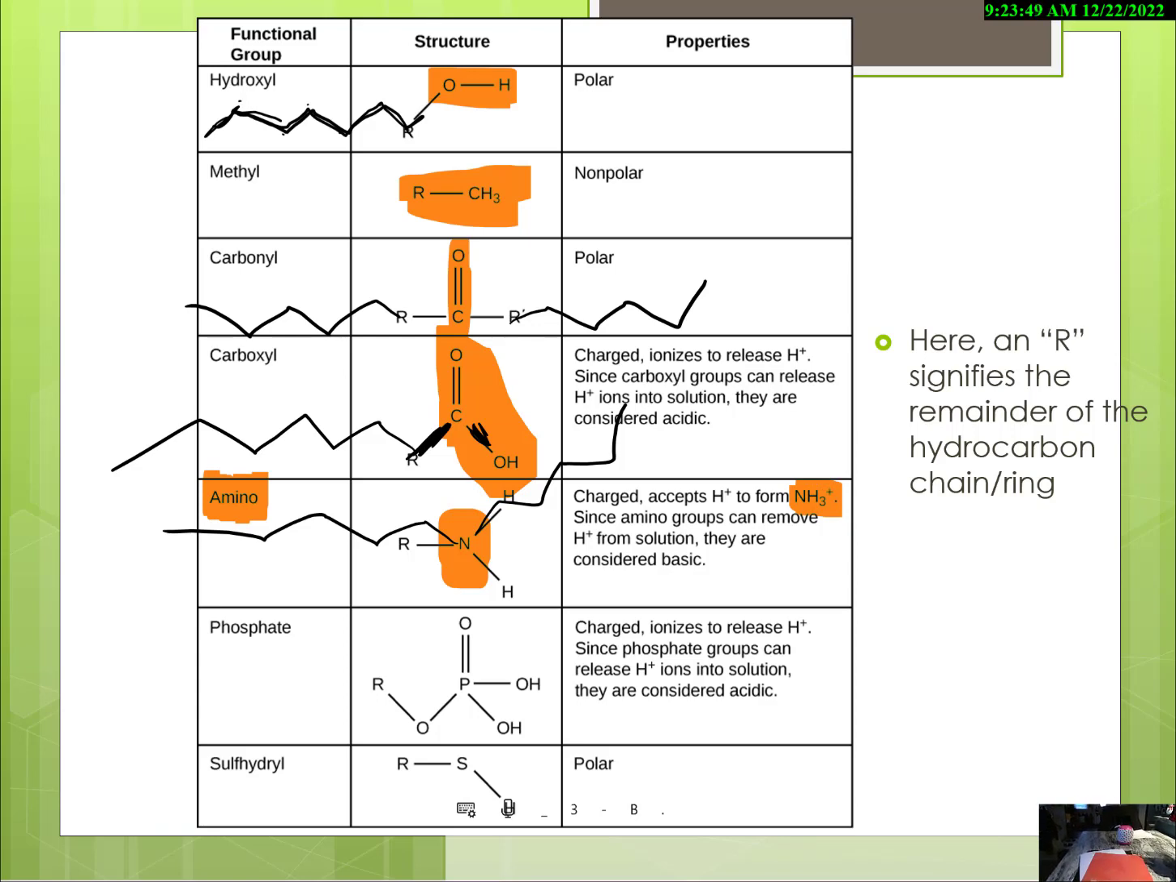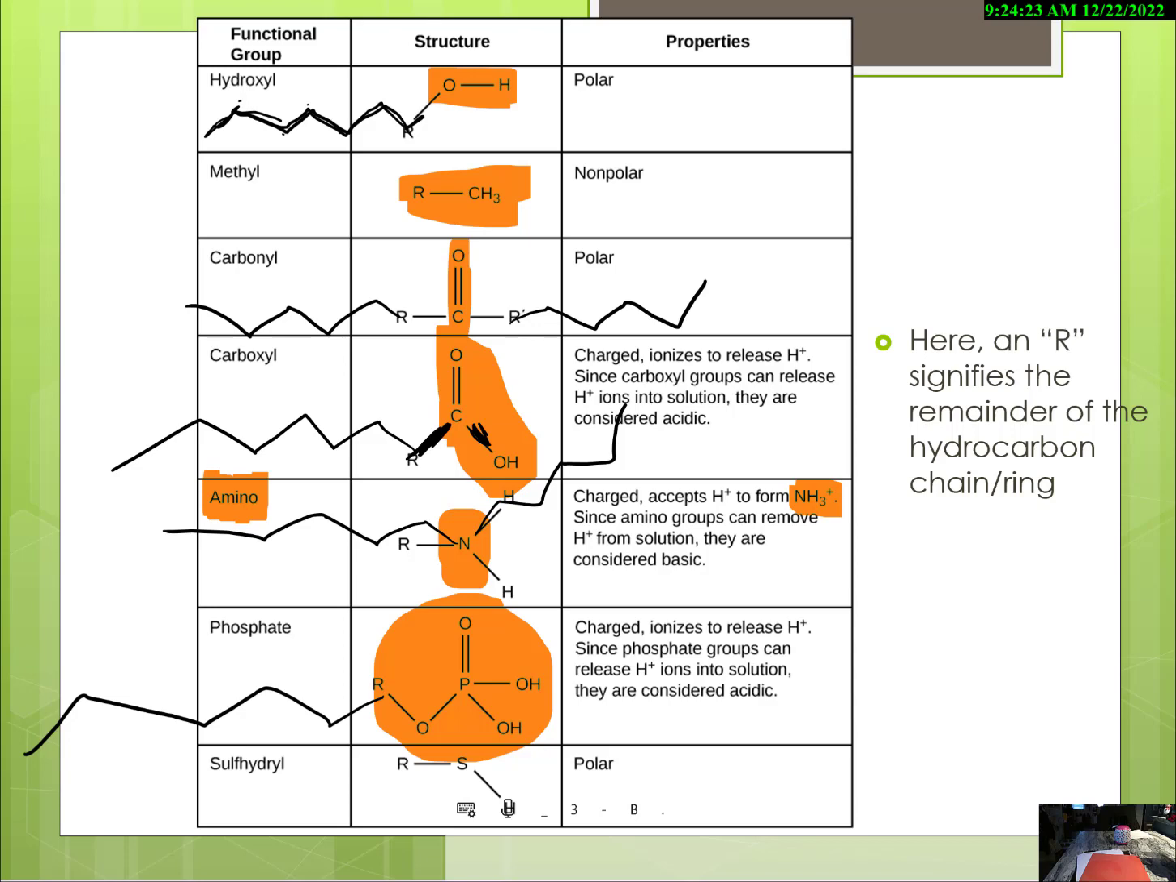We can also have what's called a phosphate group. And so this comes typically at the end of a chain of carbons. And so we've got a really large structure here where we've got a lot of oxygens, a couple of alcohols, and a phosphorus in the center. And so this is quite active, and this is really important for our cells to regulate energy.